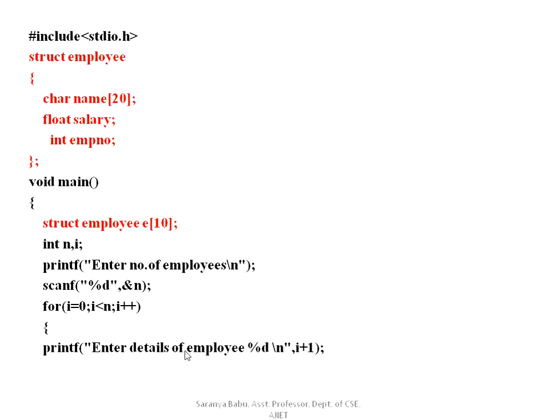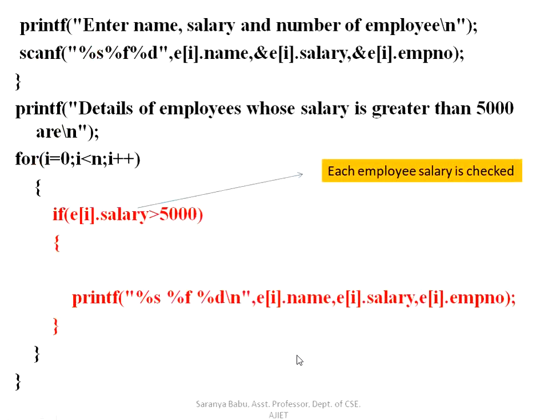Printf enter details of employee, same way as the previous example. Printf enter name, salary and number of employee. You are reading in the same way, &e[i].name, &e[i].salary, &e[i].employee number.